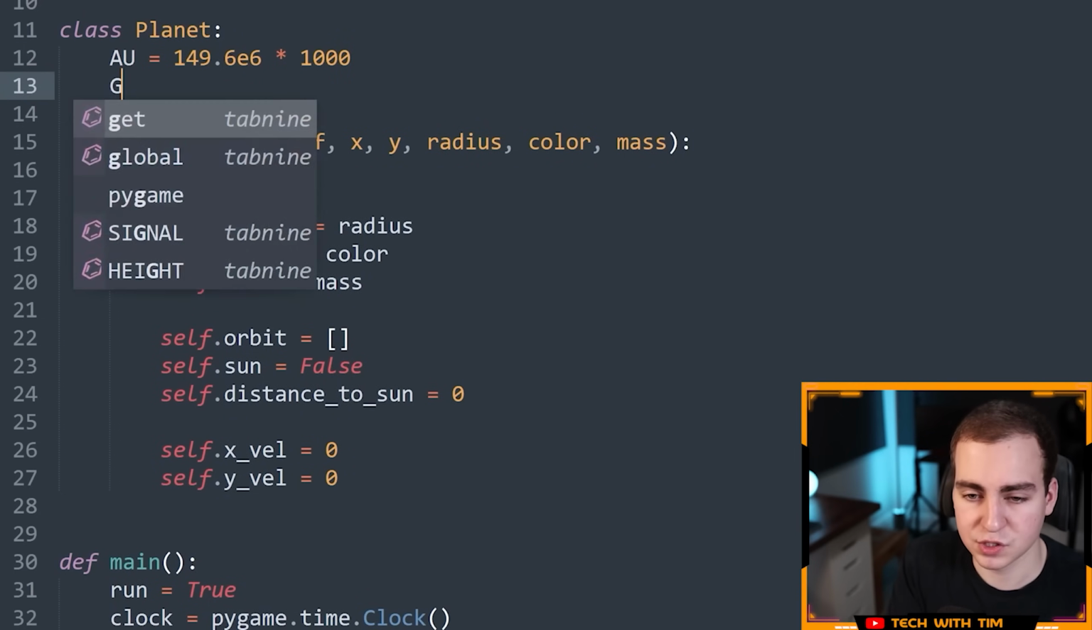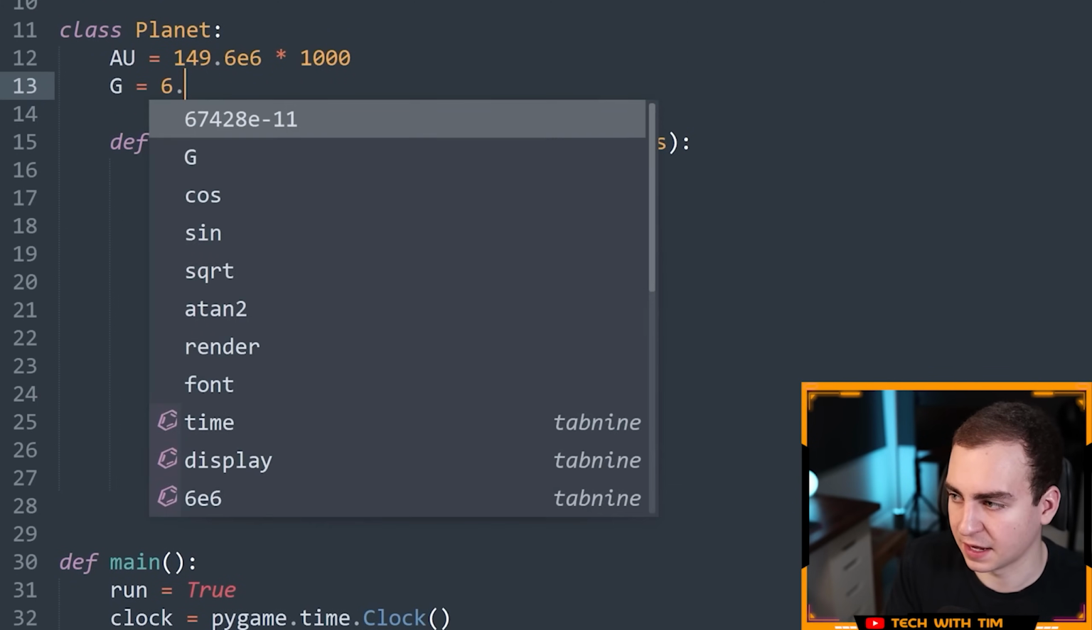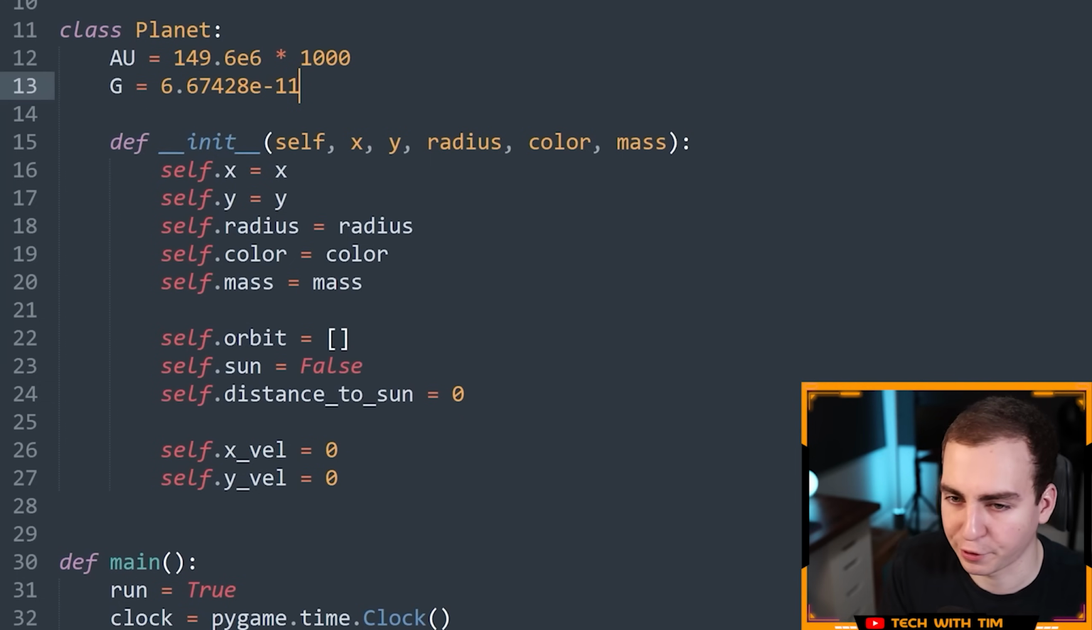Okay, now we also want the gravitational constant. Now this is not negative 9.8, that's the acceleration of gravity. I think it's the acceleration of gravity. I might be messing that up, but it's something to do with gravity. But the gravitational constant is used in finding the force of attraction between objects, which is what we want to do. And G is different than the regular gravity one. It is 6.67428 e to the negative 11. Okay, that's great. My autocomplete is working very well there.